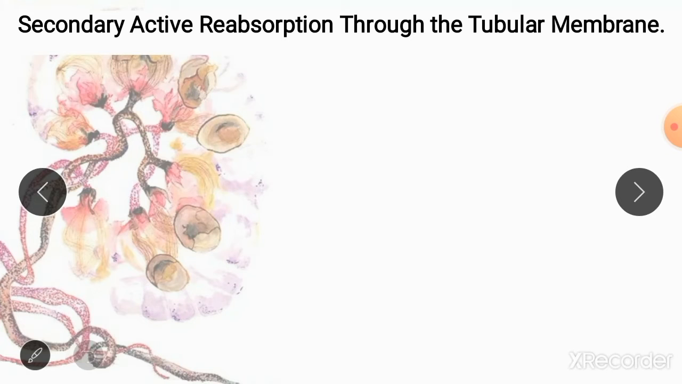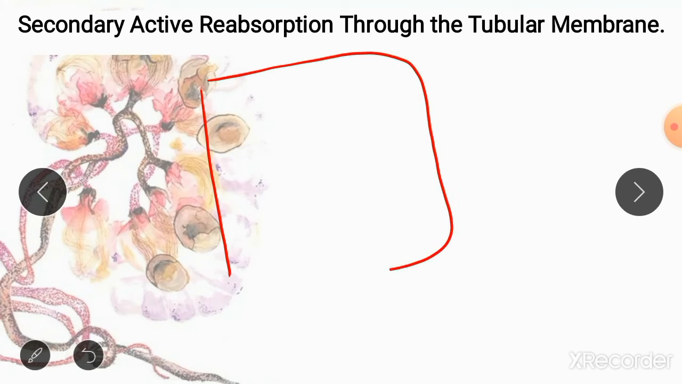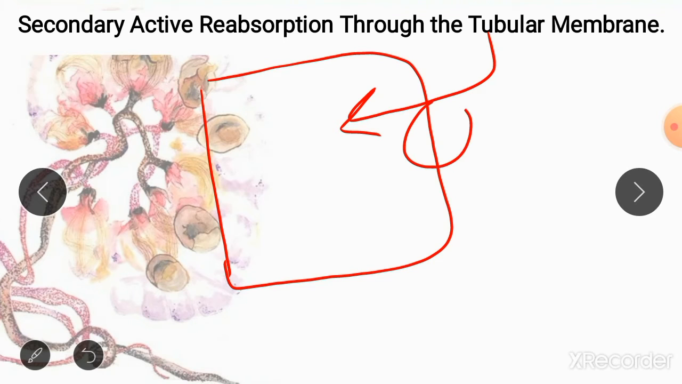In secondary active transport, no direct ATP is being cleaved, but the transport of substances is taking place against the concentration gradient, and this gradient is maintained in the background by the sodium potassium ATPase pump. So let me clear your concept about secondary active transport. What happens in secondary active transport is that a substance which is moving along its concentration gradient takes along with it a substance against its concentration gradient.